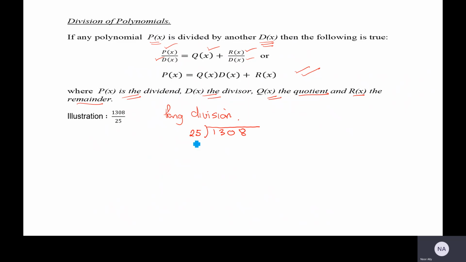So what did you do first? You took 25, you divided it into 1. That didn't go. 25 can't go into 1. Then you said 25 doesn't go into 13 either. Then you said 25 divided into 130. 25 into 130. How many times?